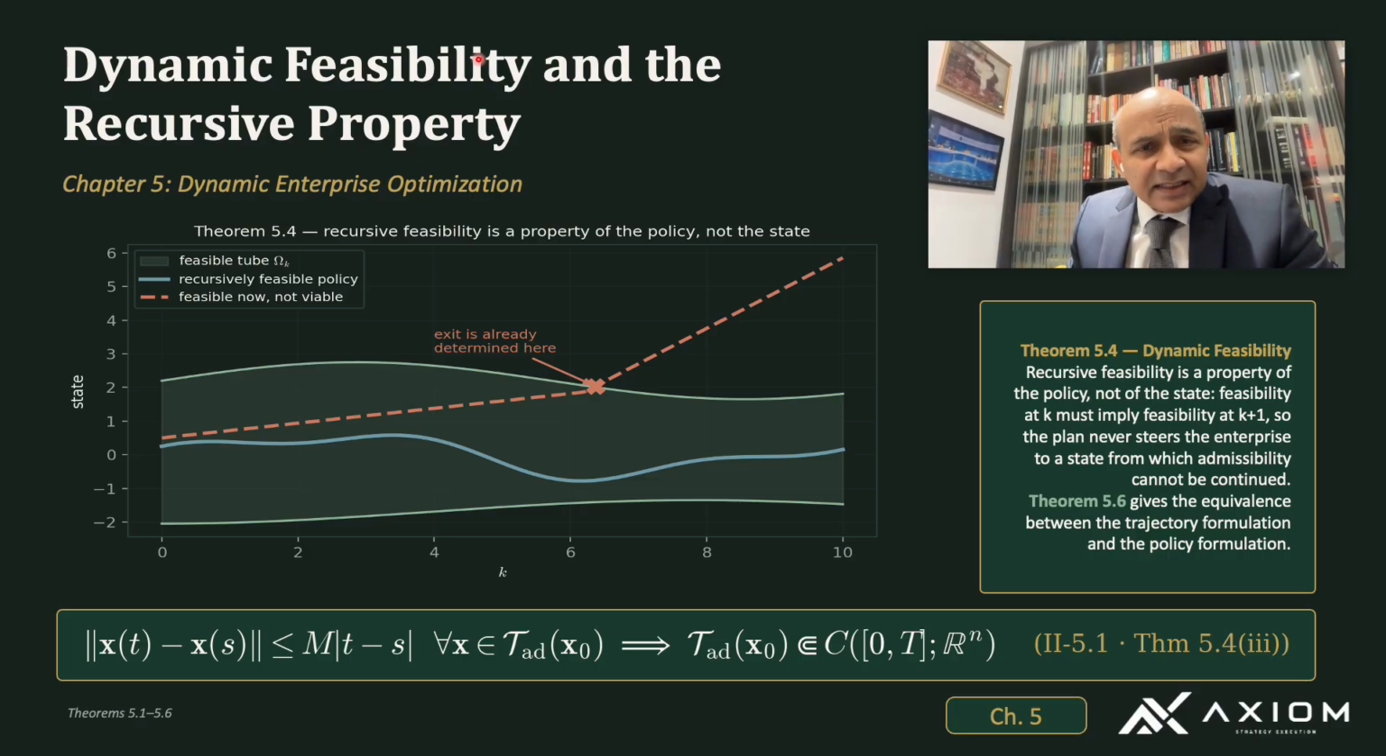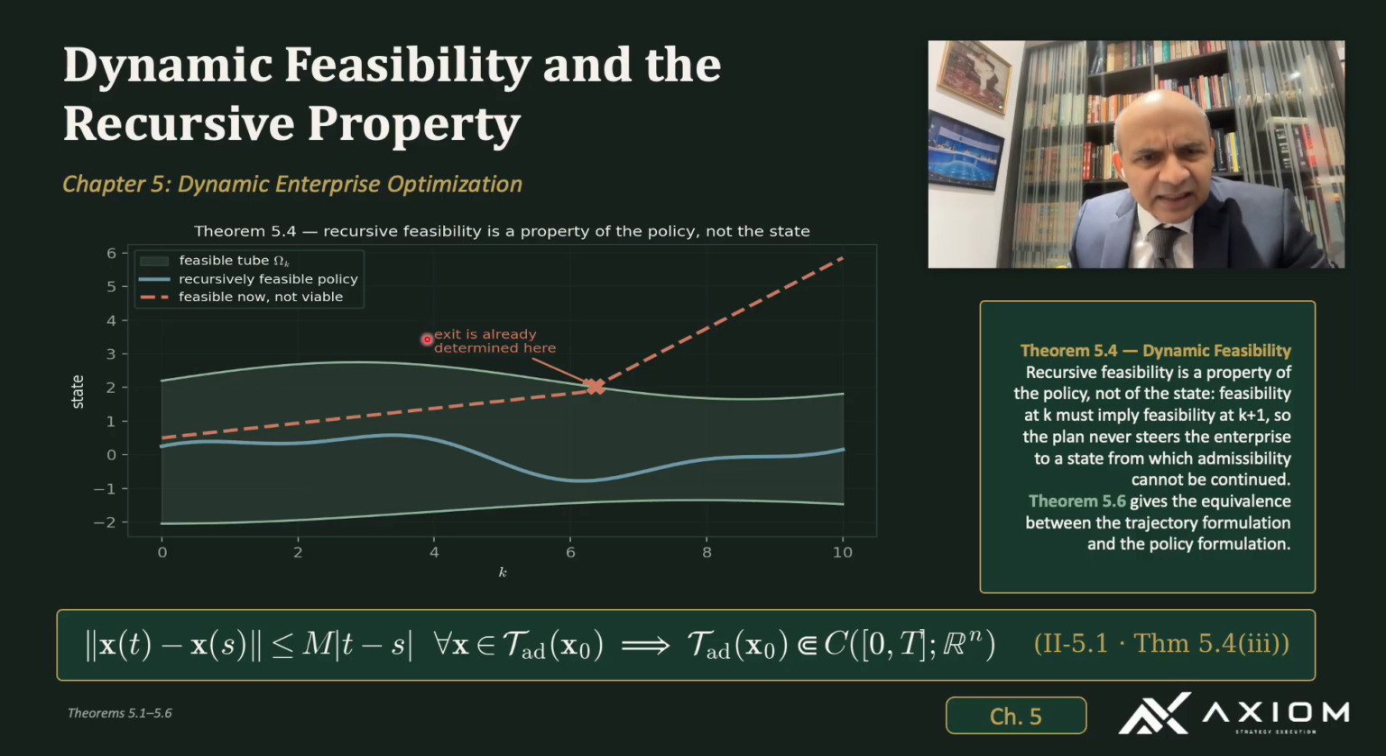Theorem 5.6 gives the dynamic enterprise optimization equivalence between the trajectory formulation and the policy formulation. Dynamic enterprise optimization can be reformulated equivalently between Bolza, Meyer, Lagrange, and autonomous forms, while discretizing decisions on a time mesh produces a finite dimensional nonlinear optimization problem whose optimum gives a valid lower bound on the full dynamic problem.